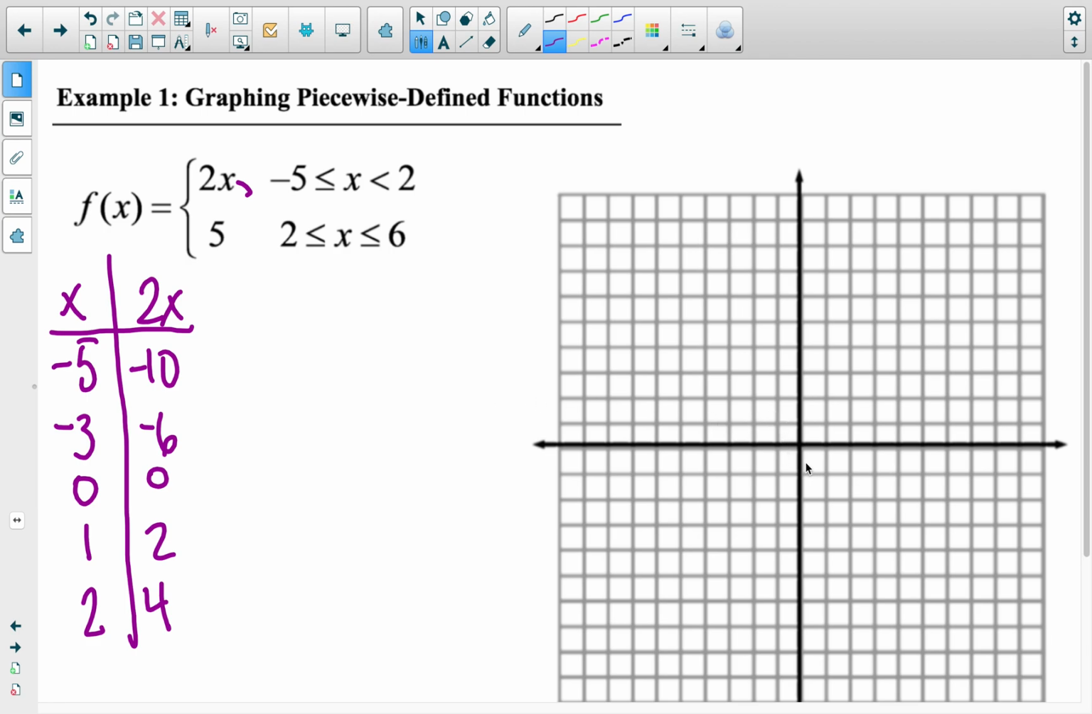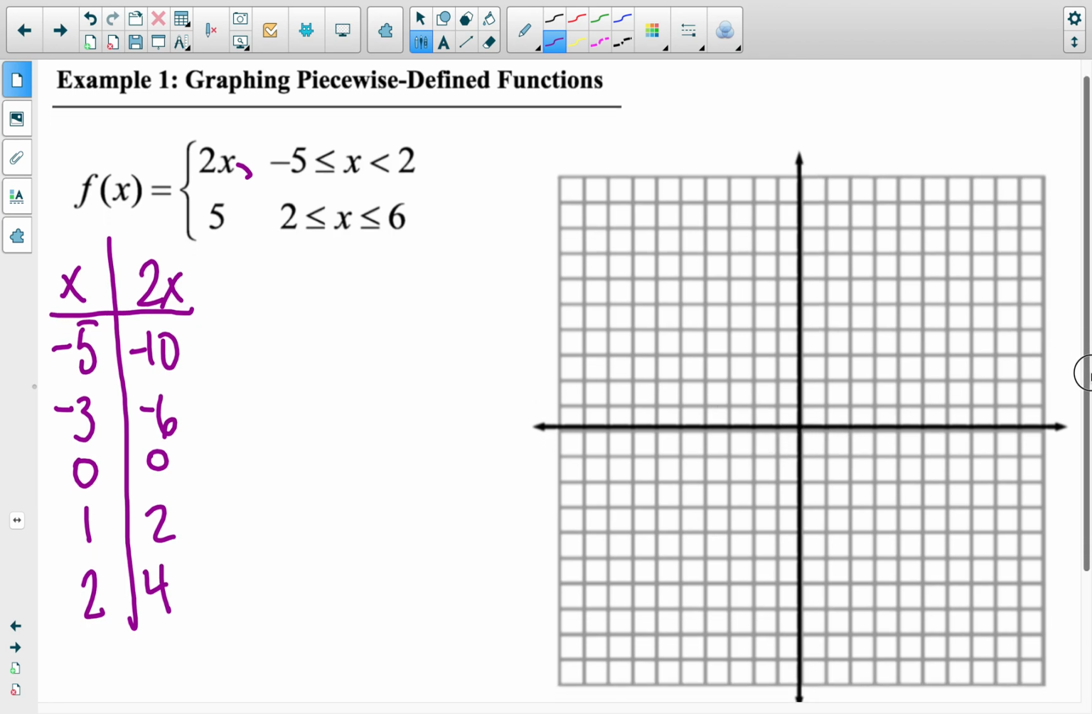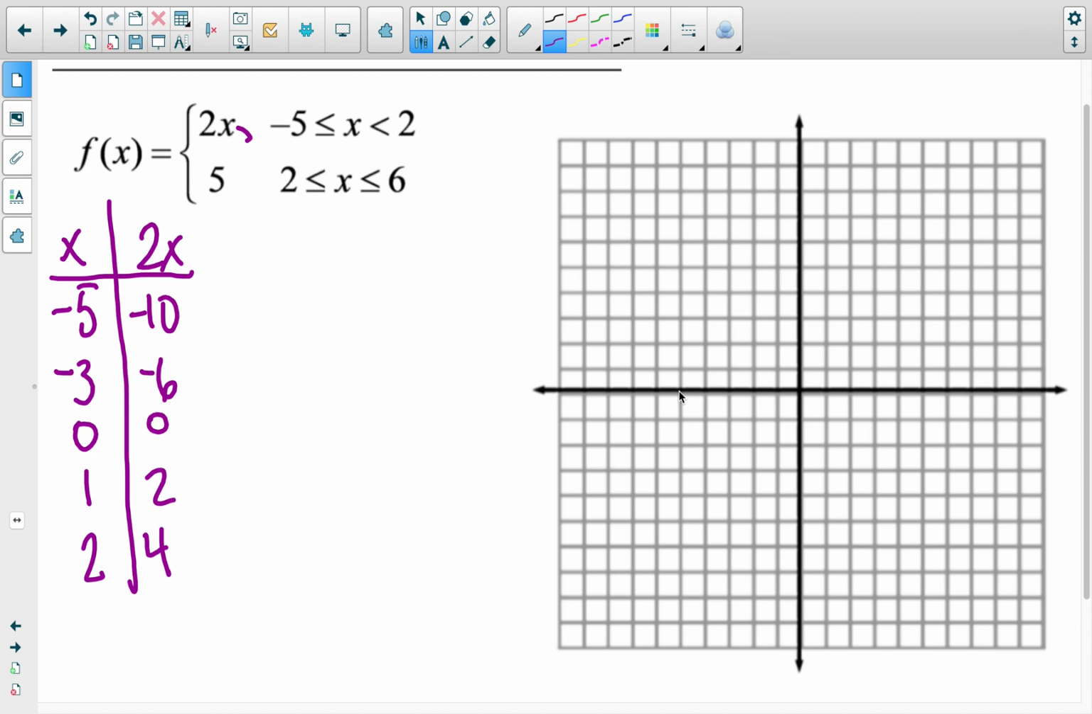So on our graph, when x equals -5, we're going to have a point down here at -10. And you need to be very careful to think, is this going to be an open circle or a closed circle? It's a closed circle if we have a greater than or equal to, and it's an open circle if we have a less than or greater than. So it follows the same rules as inequalities. Instead of having lines, we're just going to have segments.